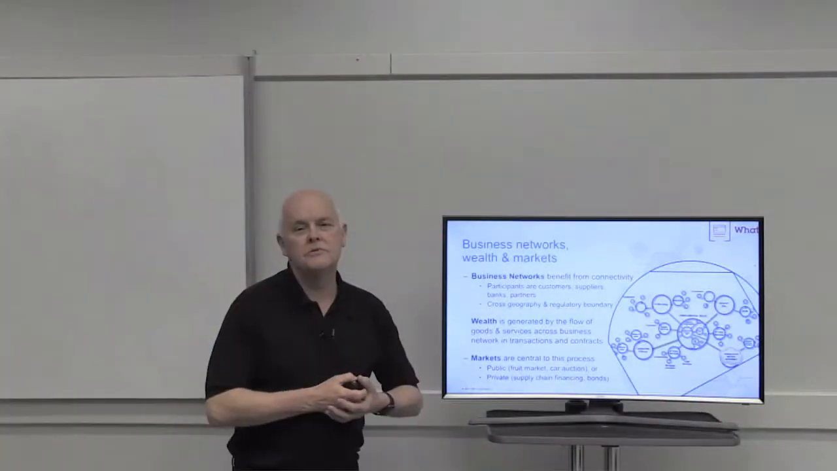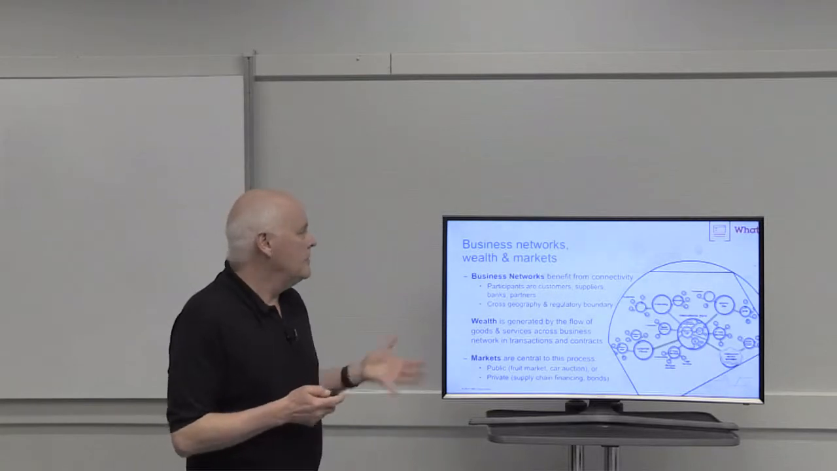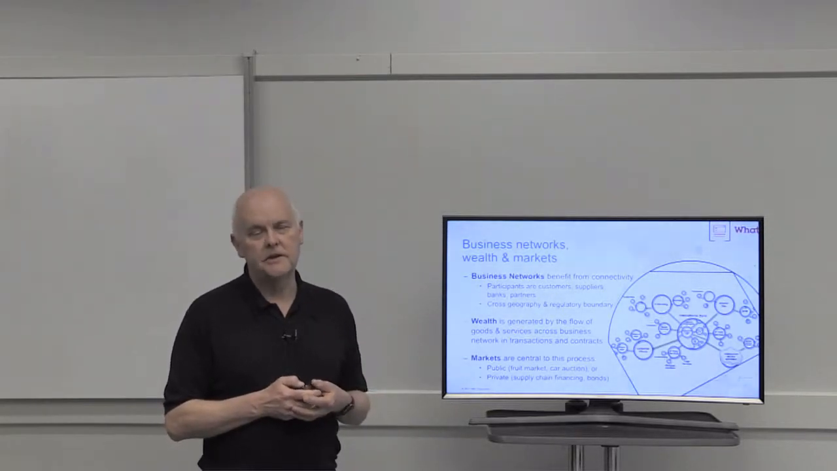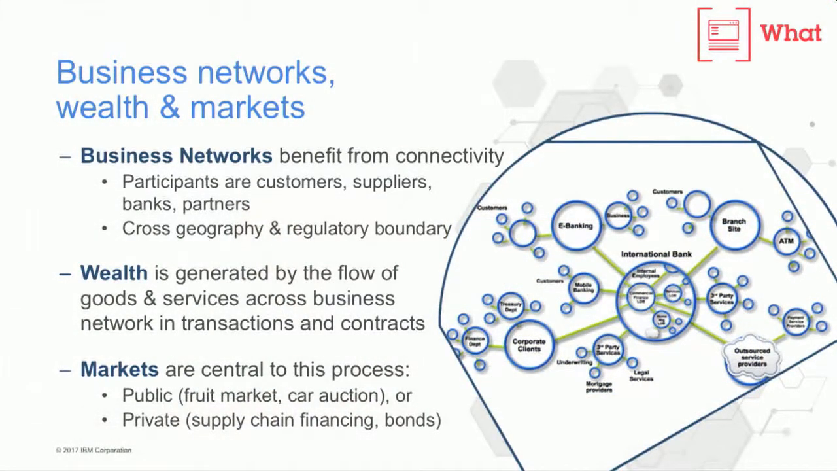So let's get started with the first section. We observe that businesses never operate in isolation. They always work together with other businesses, with governments, with banks, with all different types of organizations within markets. And effectively, wealth is generated by the flow of goods and services across these business networks.